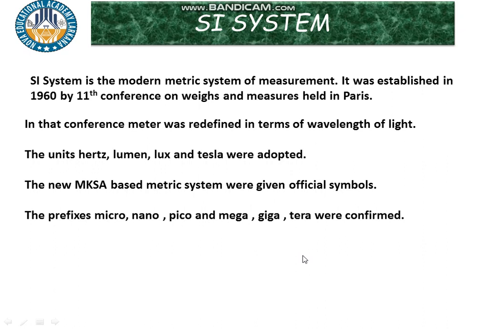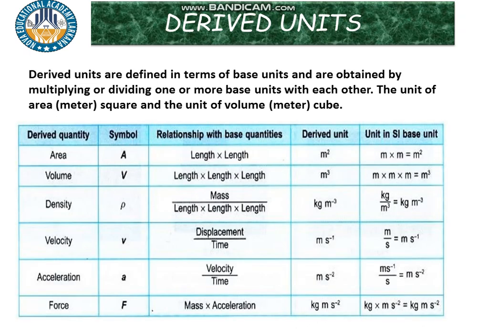Because smaller and bigger units can be obtained just by a simple division or multiplication by a factor of 10. So that is again the more importance of the SI system. Our next topic is derived units.